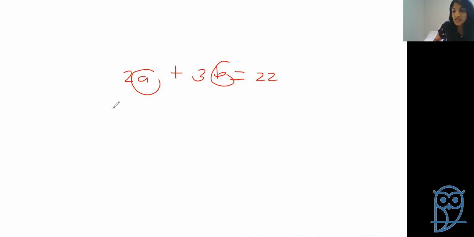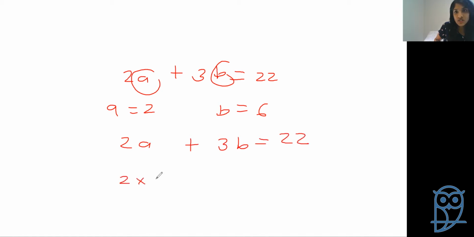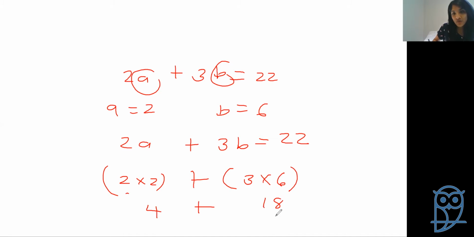So firstly, I'm going to say a is equal to 2 and b is equal to 6. 2a plus 3b is equal to 22. Then I'm going to say 2 times 2 plus 3 times 6. 2 times 2 is 4, plus 3 times 6 is 18, and 4 plus 18 is equal to 22. Now, that is just one solution to this. Like I said, there's more than one possibility.